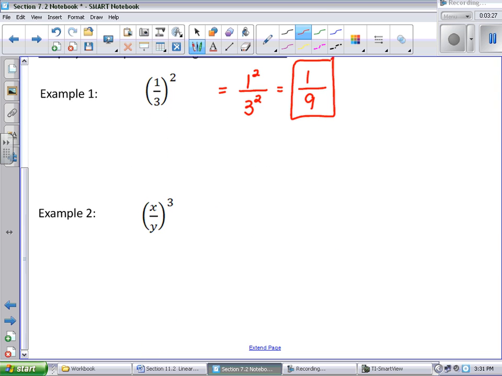If we look at example number 2, it says we have x over y quantity cubed. Everything inside parentheses gets cubed. We have x cubed over y cubed. Now I said everything inside parentheses gets cubed. That's true if all we have inside the parentheses is multiplication or division. Those are the only two things that we have seen so far.